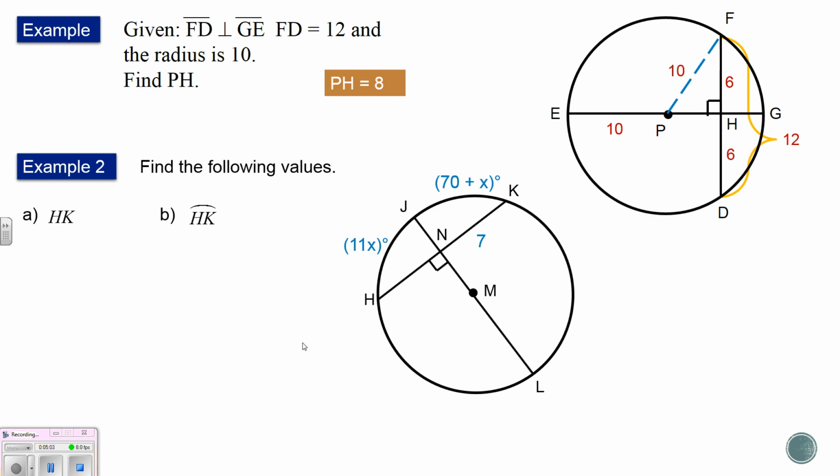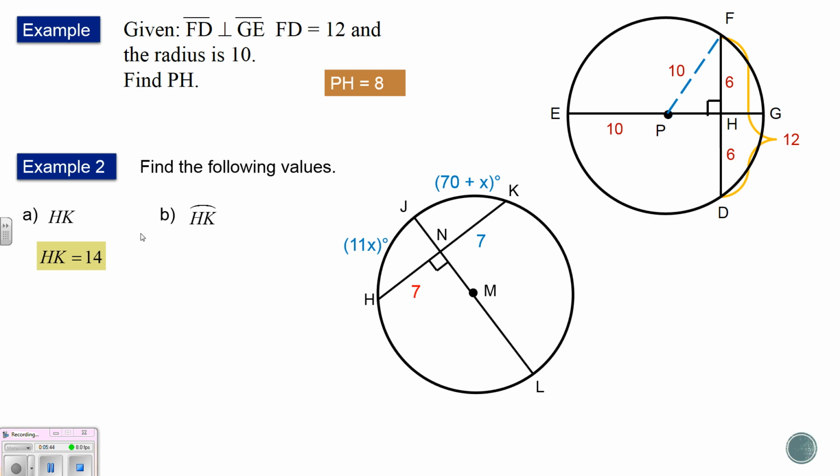It says find the following values. All right, so let's look at what's in our diagram. We have this perpendicular symbol. Looks like NK is 7, and each of these arcs has an expression in terms of x. So the first question is asking us what is the length of HK, which is this entire chord. So what is that? Hopefully you recognize that if it's perpendicular to the chord, it has bisected the chord. So if this is 7, that's 7, and so then the whole chord is 14.